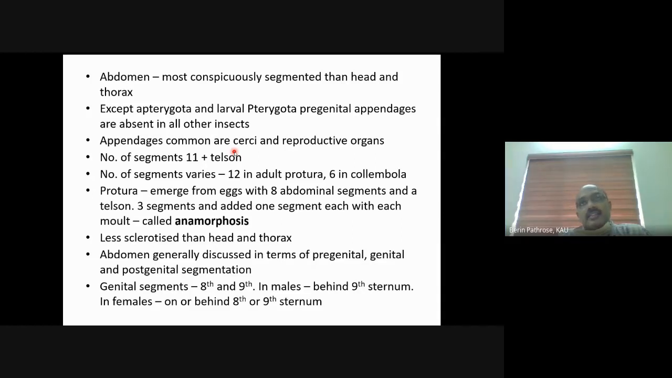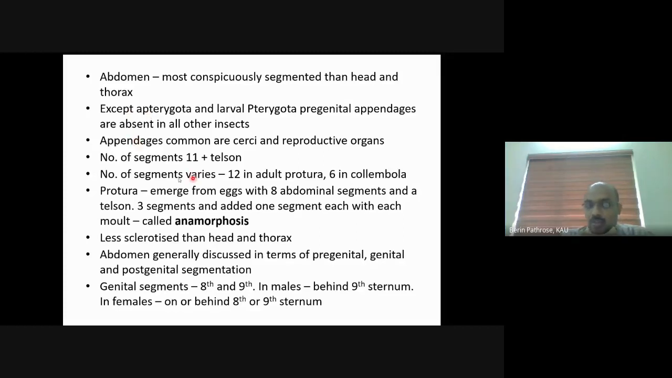If the cerci is present in the postgenital abdominal segments, that is between the 10th and 11th segments. So the cerci is another common abdominal appendage present in the current group of insects. The pregenital appendages we now see mostly in larval stages of insects and in non-insectan hexapods.